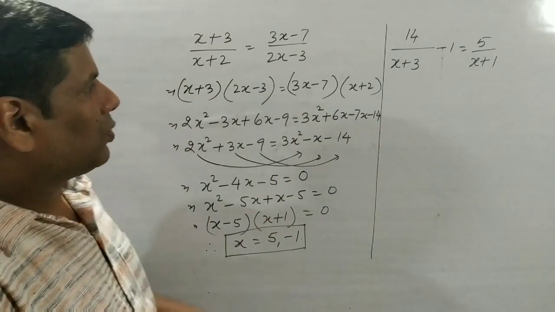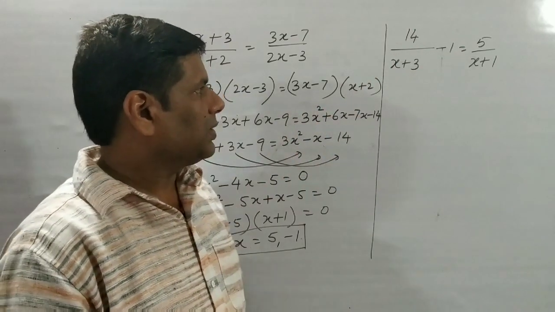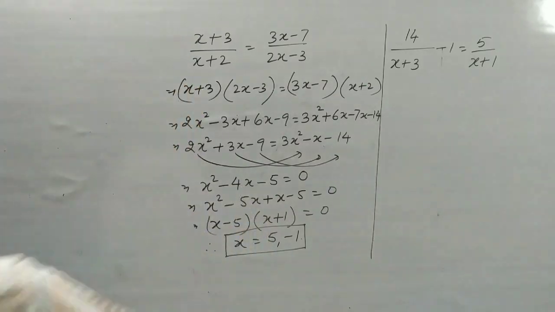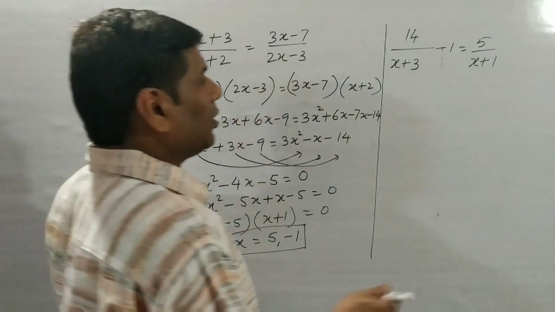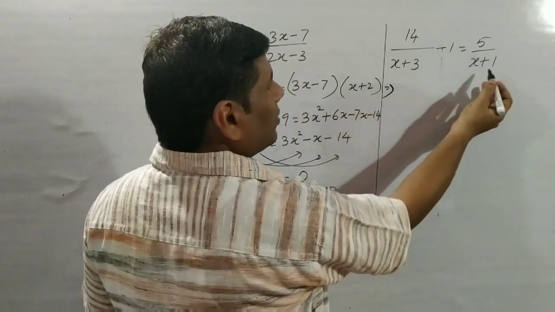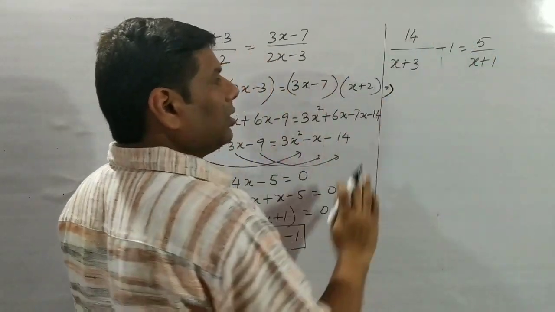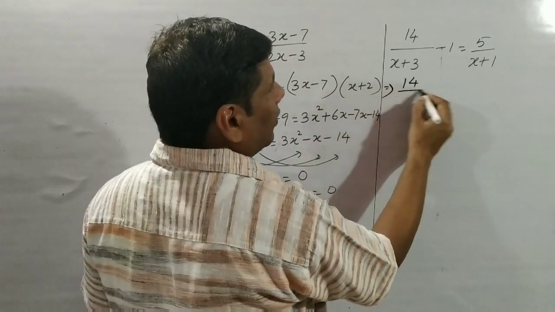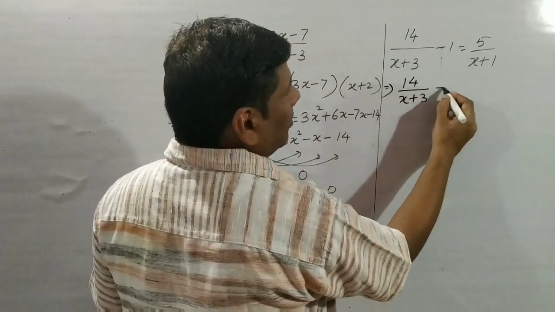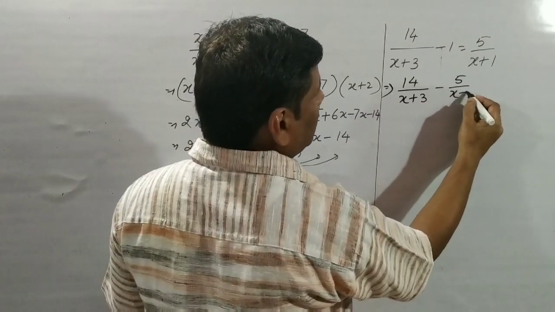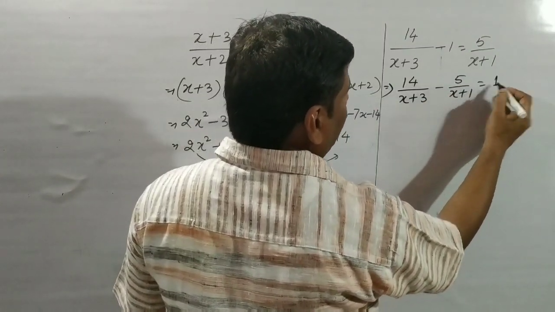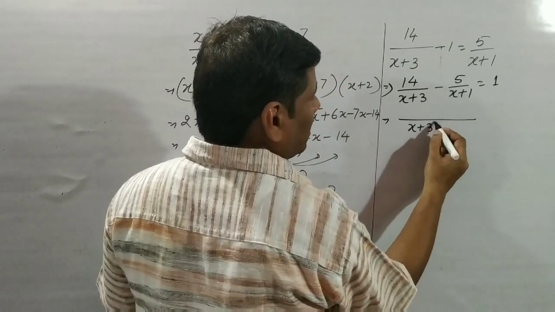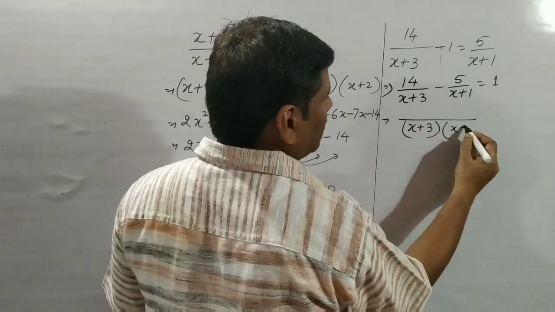Now move to another question: 14 by x plus 3 minus 1 equals 5 by x plus 1. How will we solve it? First we will take all the parts with the variable to one side: 14 by x plus 3 minus 5 by x plus 1 equals 1. Now take the LCM of these two, x plus 3 and x plus 1.